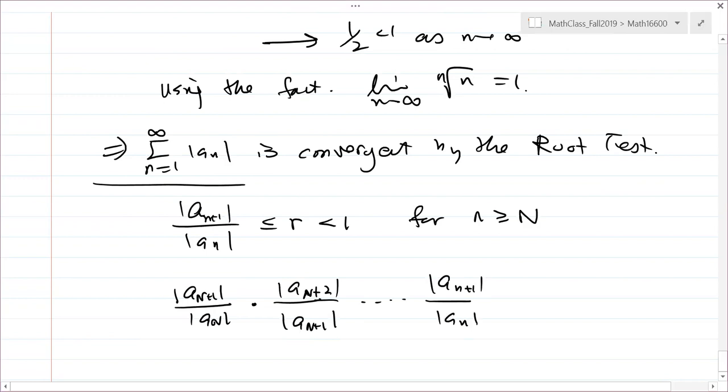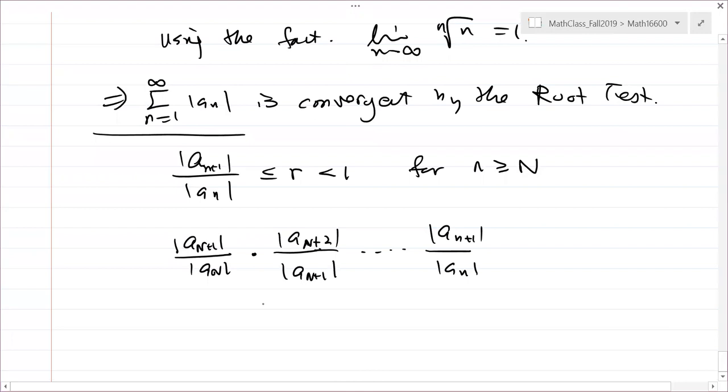Okay, how many terms here? You have n minus capital N plus one terms, okay? Each of them is less than or equal to R. So it's R to the n minus capital N, right? Yeah, okay.